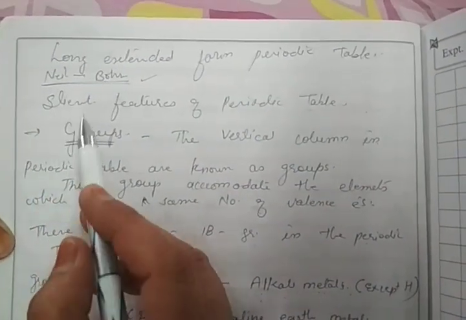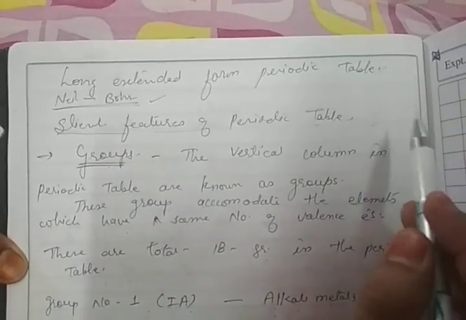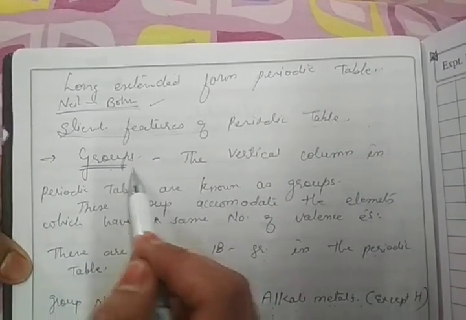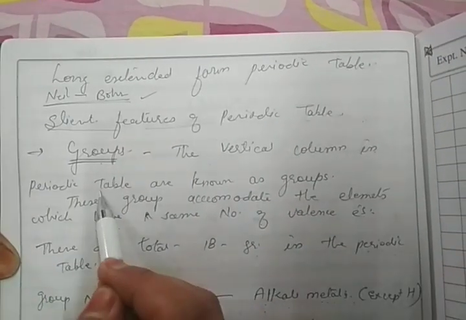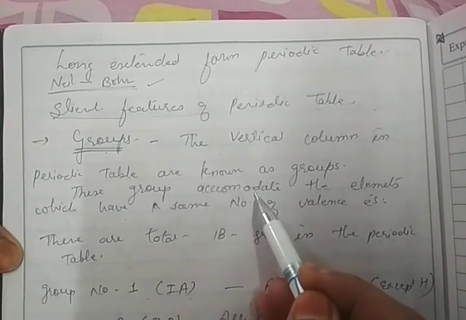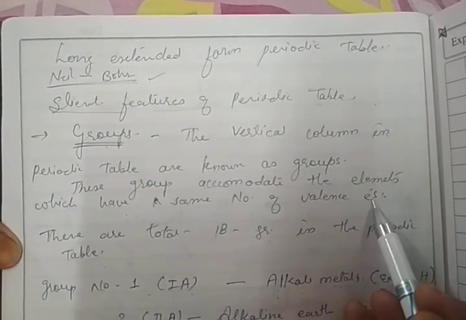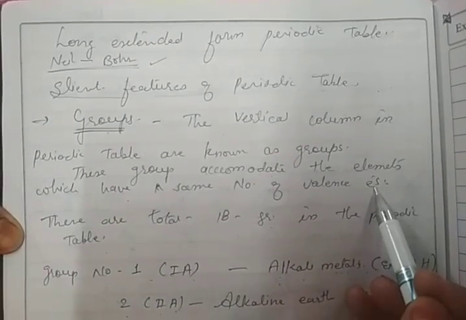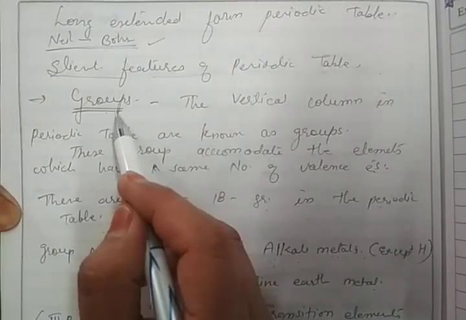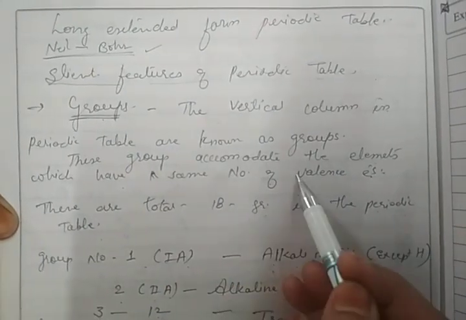To understand the periodic table, let me start with its salient features. The salient features of the periodic table are as follows: we can divide it into two parts, groups and periods. Now we start with the groups. The vertical columns in the periodic table are known as groups. These groups accommodate the elements which have the same number of valence electrons. Why? Because the elements which have the same number of valence electrons have the same properties. It means a group will always accommodate the elements which have the same properties.